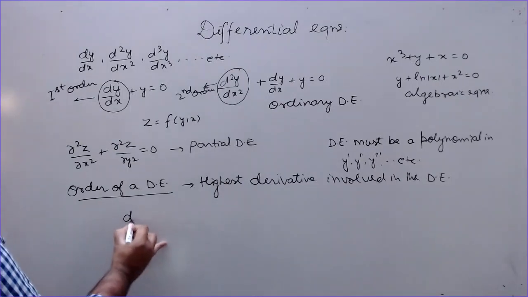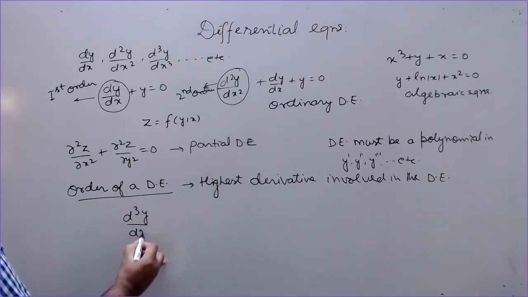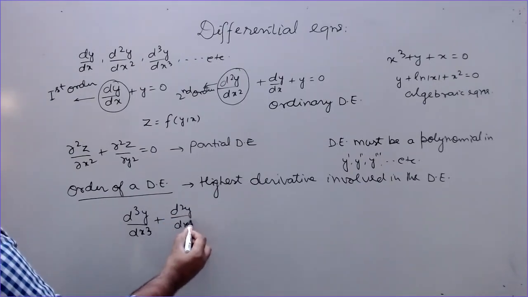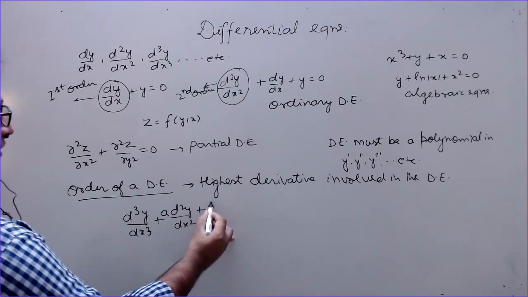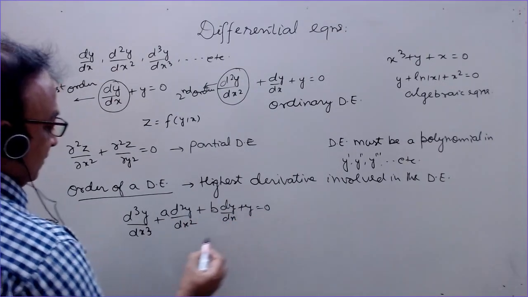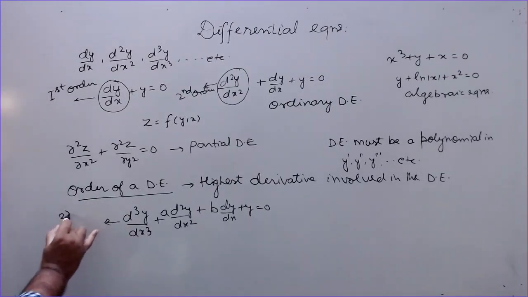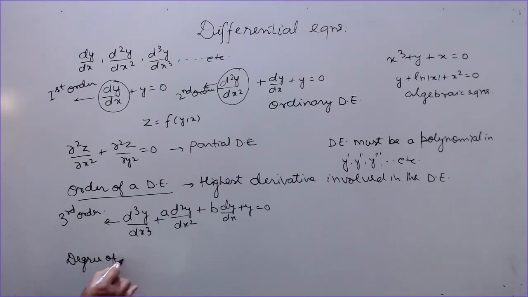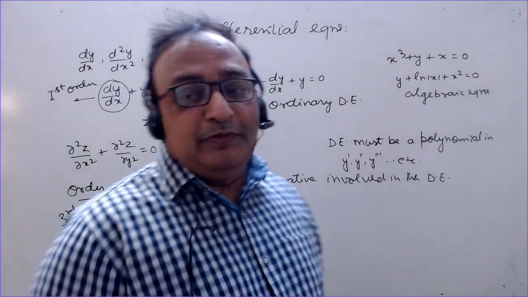Like if I write d3y by dx cube plus d2y over dx square into a plus b dy by dx plus y equal to 0. So this is third order differential equation. Now comes the degree of a differential equation. Degree is something which must be defined first of all. So this condition is required to be fulfilled.